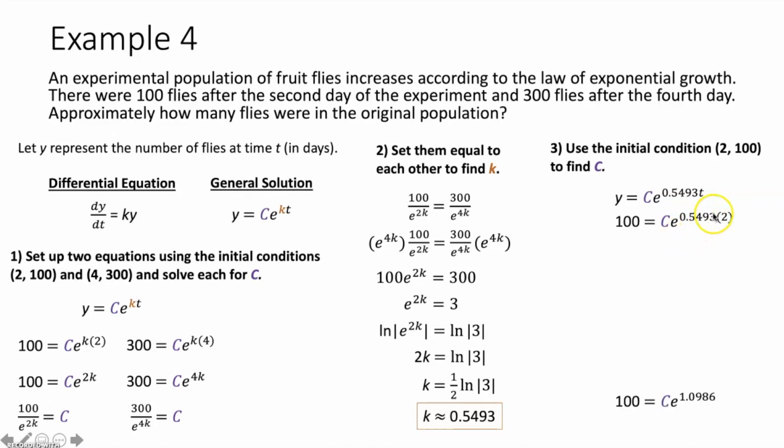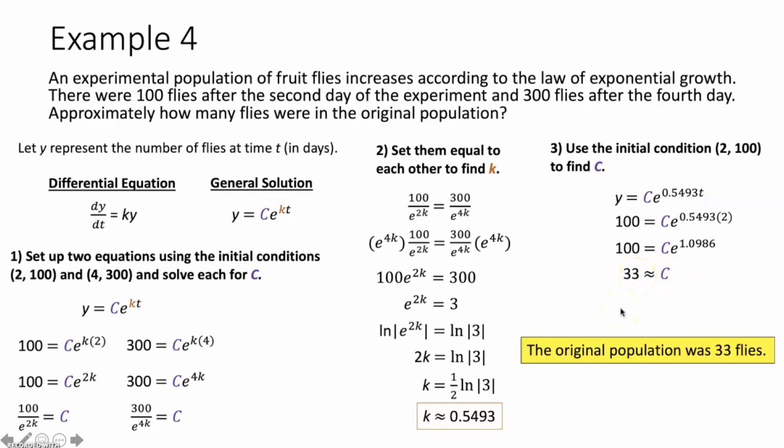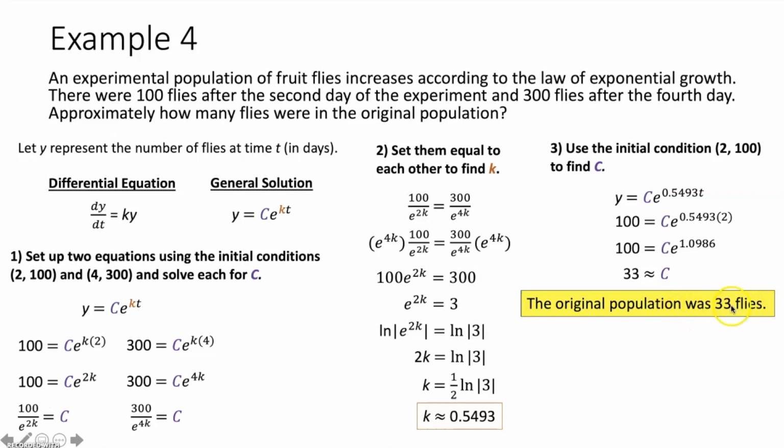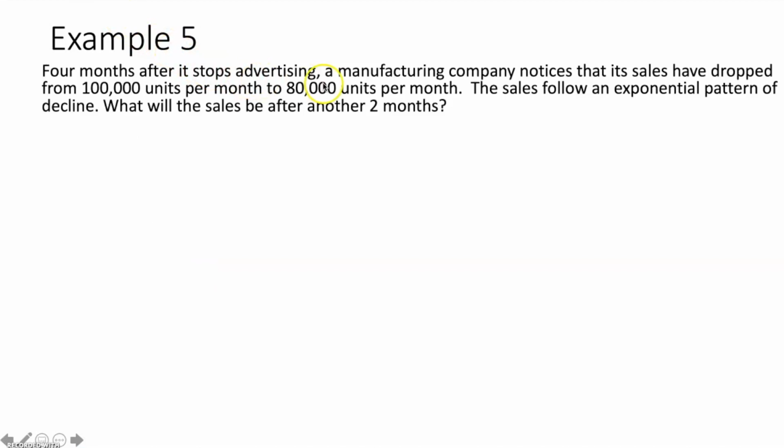So I simplify this exponent, divide both sides by e to that exponent, and I get c is approximately equal to 33 when I round to the nearest whole fruit fly, meaning that the original population was approximately 33 fruit flies.